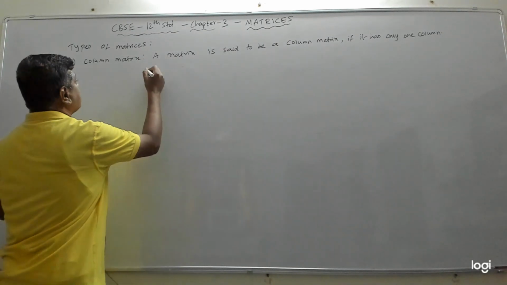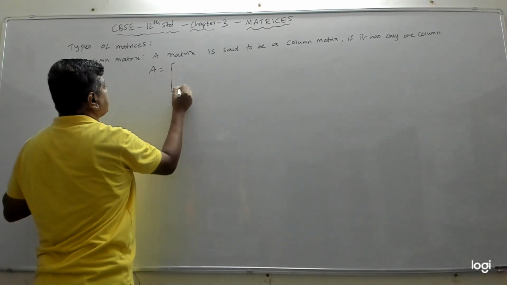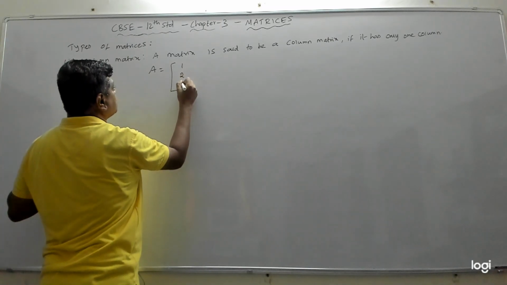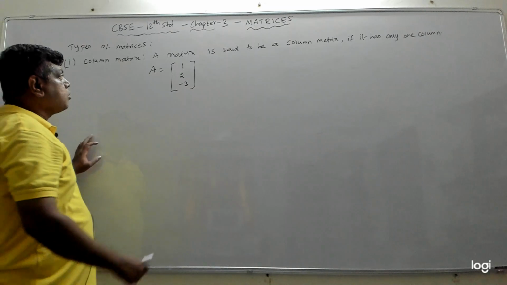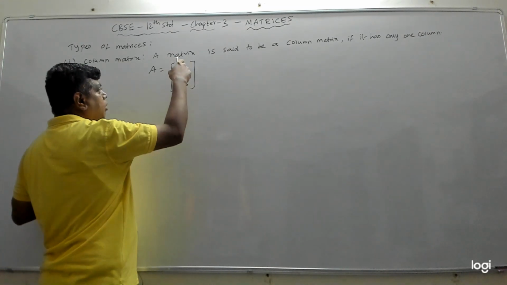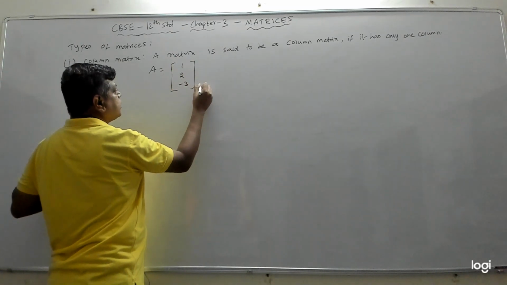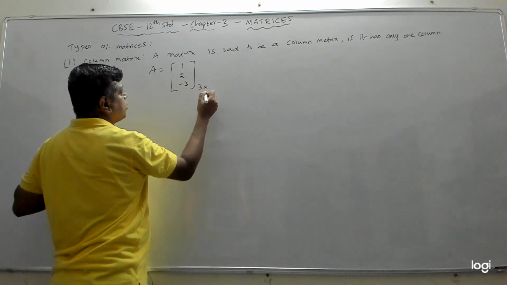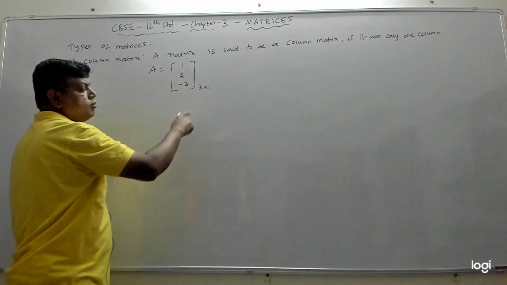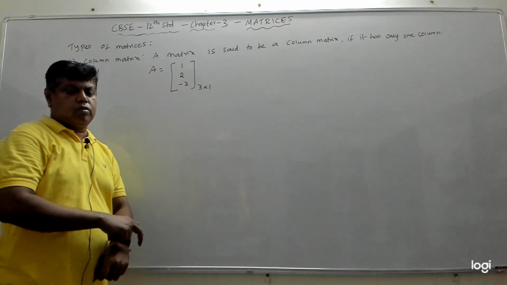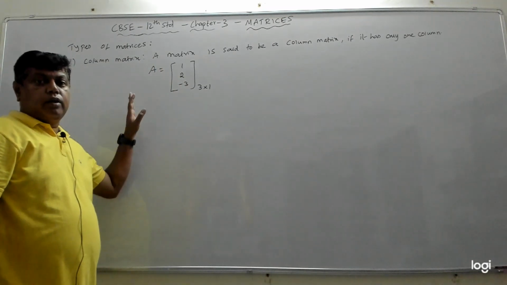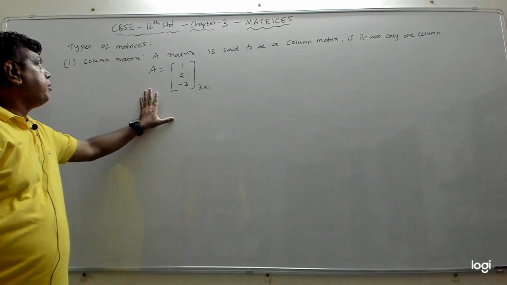So for example, if I have a matrix A, if I write as 1, 2, minus 3. This is a column matrix because what is the number of columns here? It has only one column, but it has 3 rows. What is the order of A? A is 3 cross 1, which means it has 3 rows but only one column. So whenever a matrix has only one column, it can have any number of rows, but the column should be 1. Then it is called a column matrix.